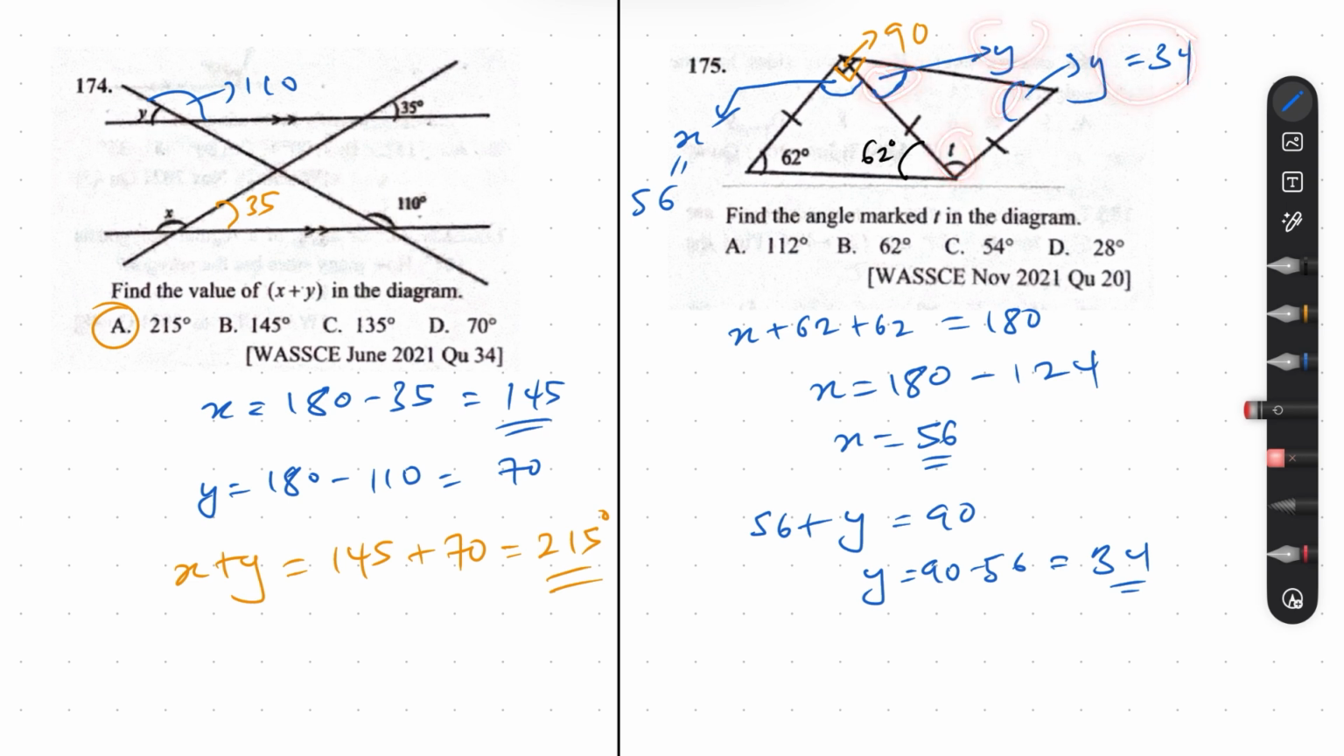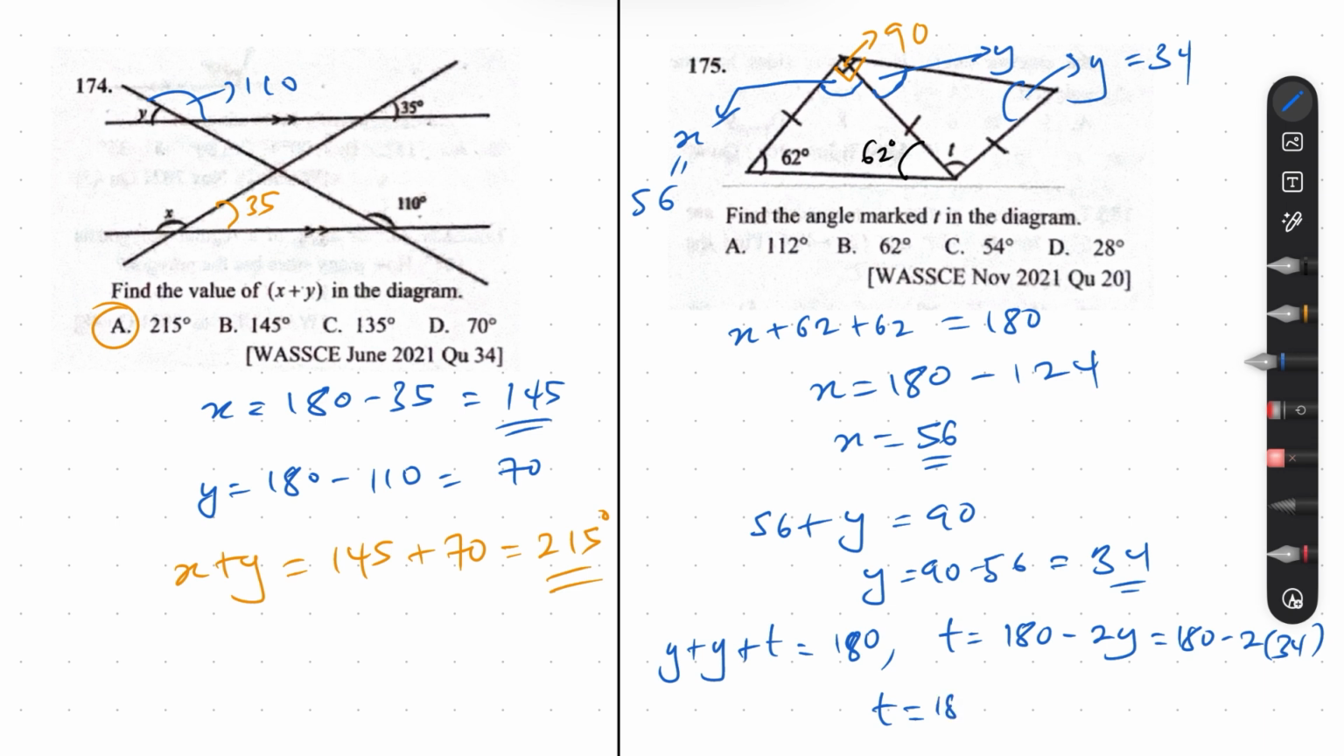Okay, so y plus t should give us what? 180. So that means t is equal to 180 minus 2y, which is 180 minus 2 times y, which is 34. Okay, so t should give us 180 minus 68, and that will be 112. Okay, cool. So the answer is 112.